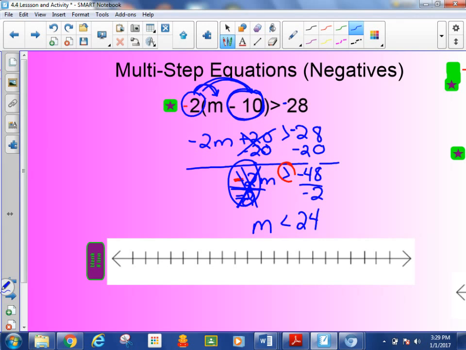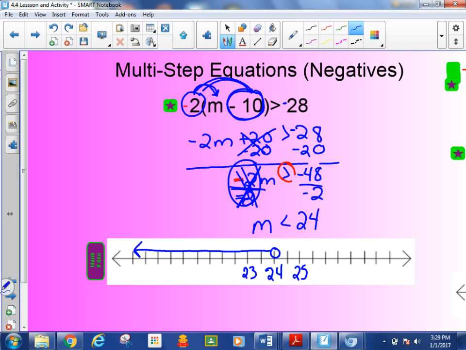No, it doesn't mean because I got a positive answer that I shouldn't be reversing. I still reverse when I'm moving that negative number away from that letter, okay? When it's involving multiplying and dividing. So then I would go ahead and grab 24, 25, 23, open circle on 24, and then m smaller, so it would still go this direction.